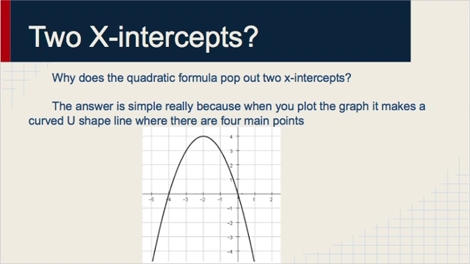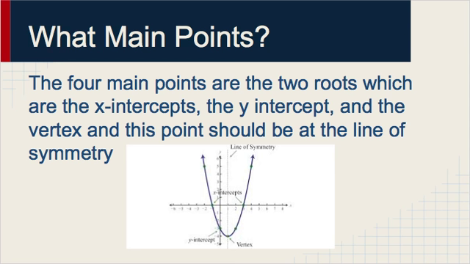Why two x-intercepts? The answer is simple really, because when you plot the graph it makes a curved U-shaped line where there are four main points. What are the main points? The four main points are two roots, which are the x-intercepts, the y-intercept, and the vertex. This point should be at the line of symmetry.